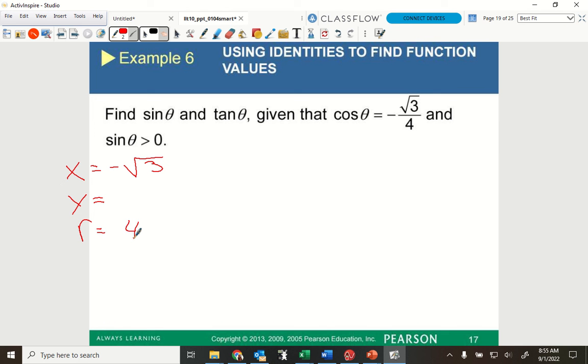And my y, the only thing I'm given is sine is greater than 0. If I think about that, what do we know about sine? What does sine represent here? A positive number. It is going to be a positive number. Very good.